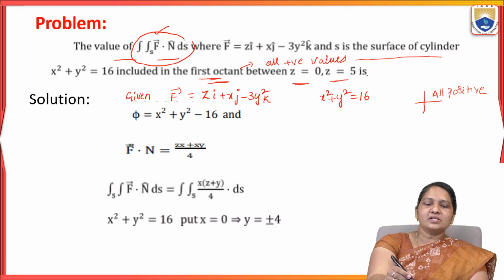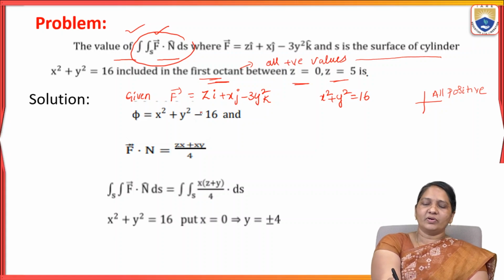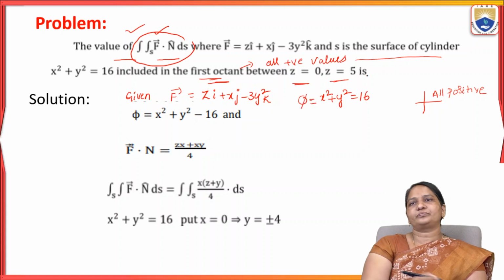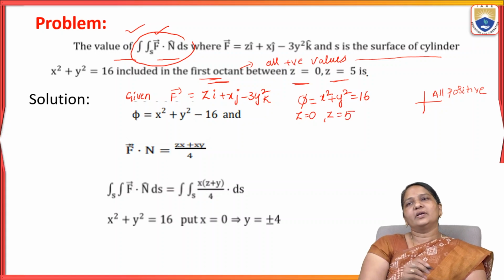Based on this data, we are going to calculate the value of the double integral over s, f bar dot n bar ds. First I am writing the given data. Given f bar is z i plus x j minus 3y square k, and the cylinder we can take as phi. So phi is x square plus y square equal to 16, and the given z values are z equal to 0, z equal to 5. This is the given data.